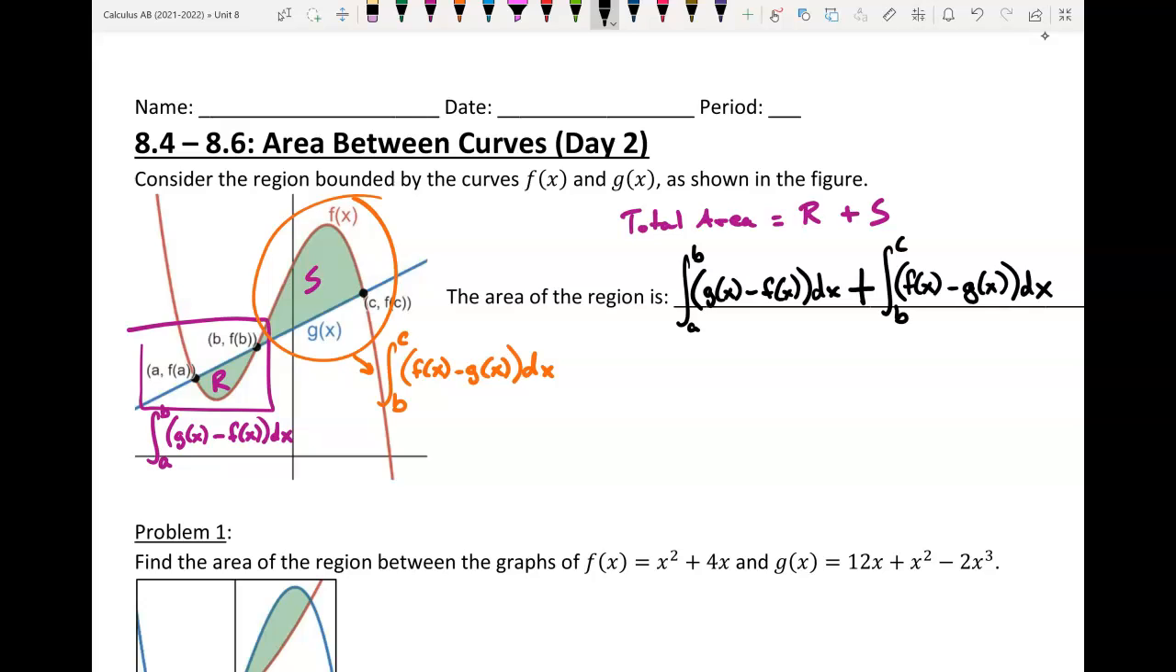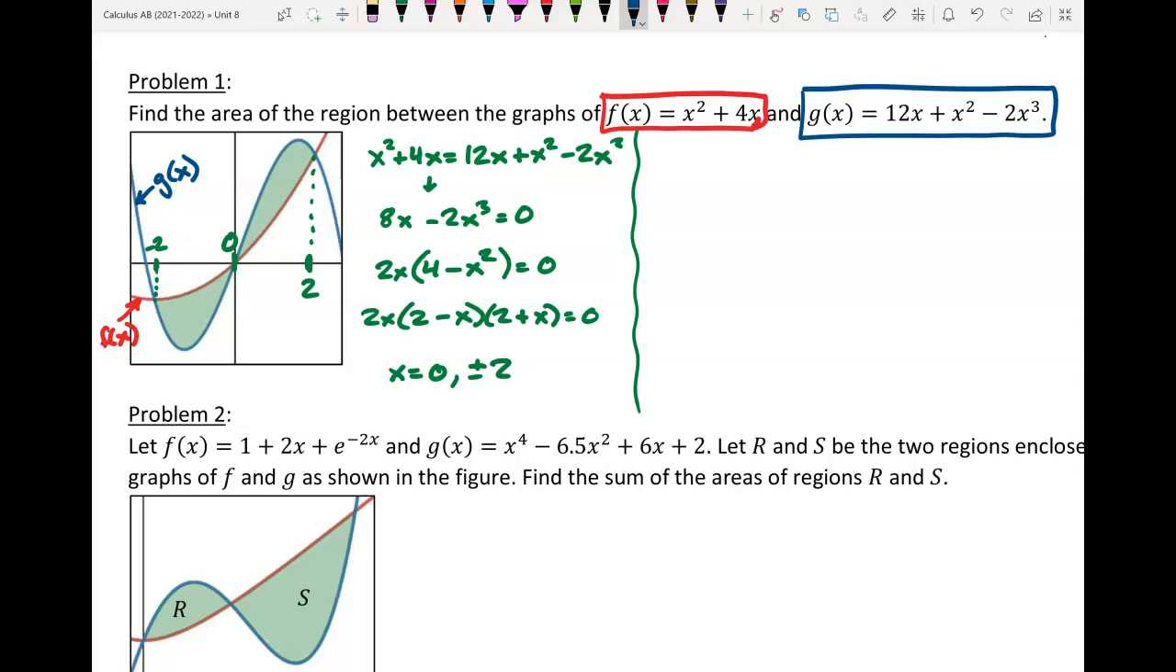So with that in mind, I want you to try that first problem. Okay, ladies and gentlemen, I've given some help. I haven't set up any integrals yet, but go ahead and look at what I have up there and see how it can help you move forward.